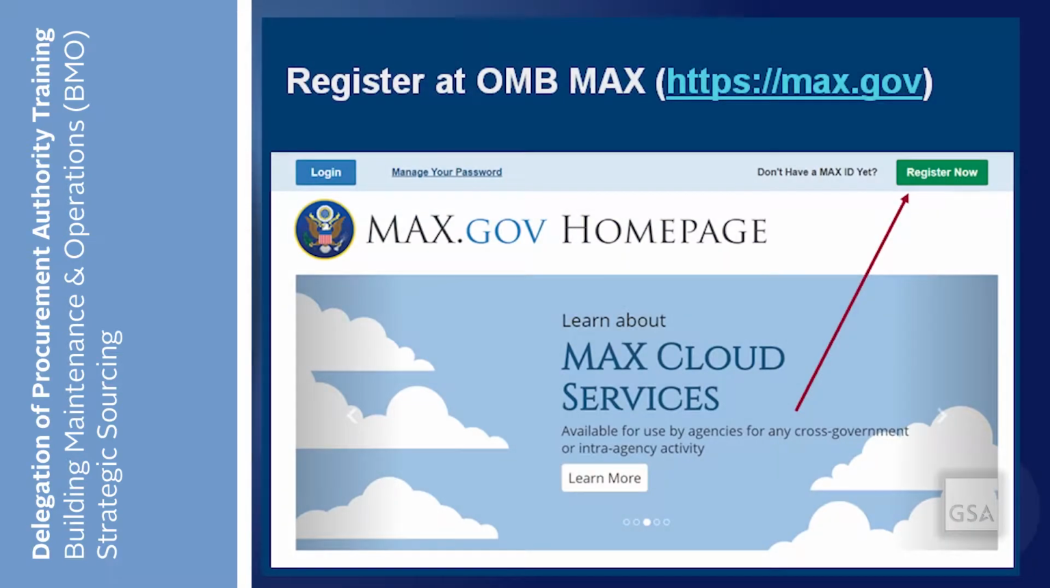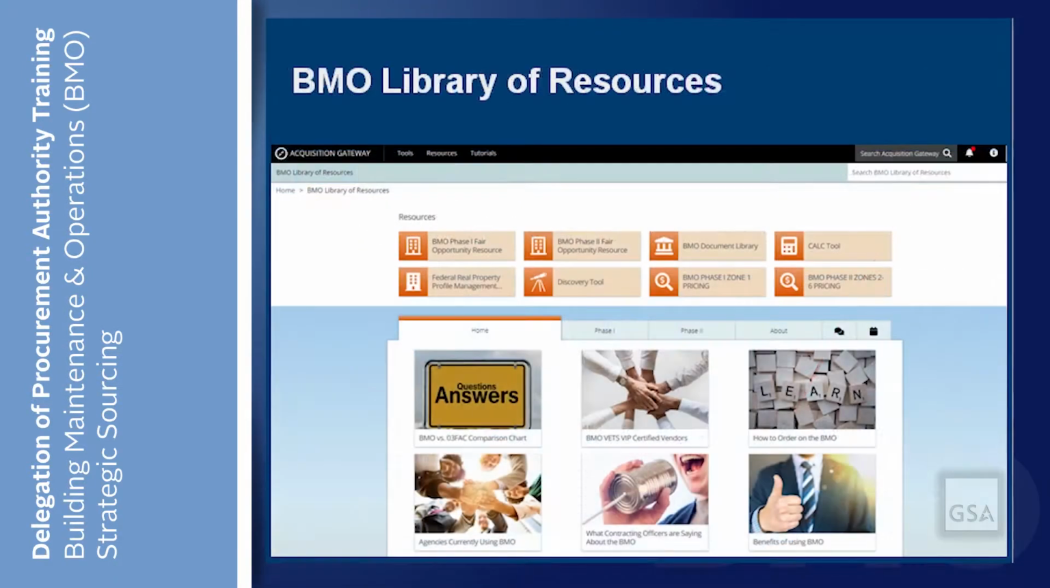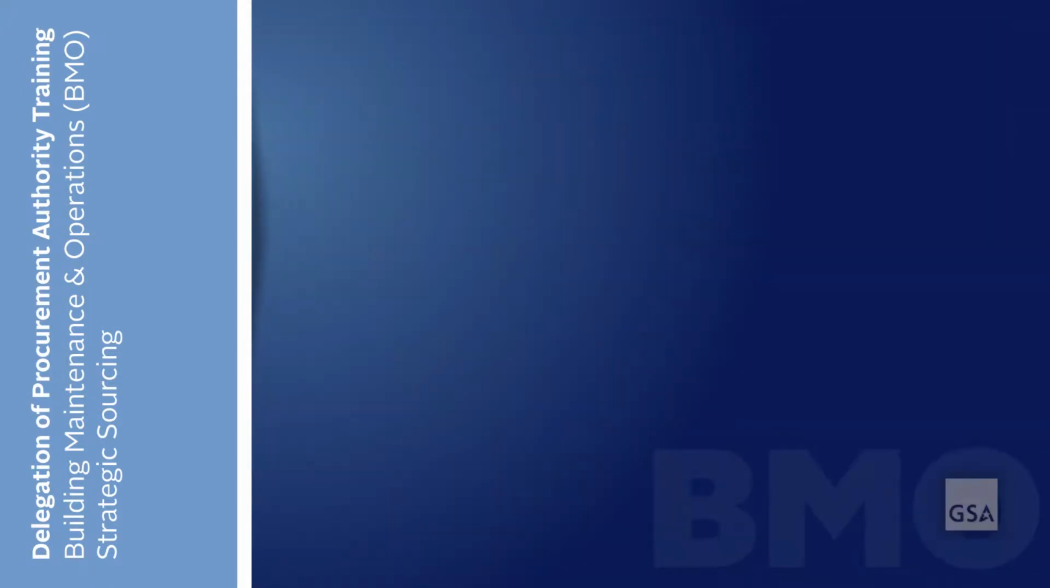Here we'll briefly take a look at gaining access to the Acquisition Gateway page. In order to do so, you'll log into max.gov and register for an account. Once you've registered, you can log into the Acquisition Gateway and click on the BMO Library of Resources. In the BMO Library of Resources, you'll find the Discovery tool, as well as pricing for Phases 1 and 2, our document library, and a whole host of other resources that can be utilized at the task order level.